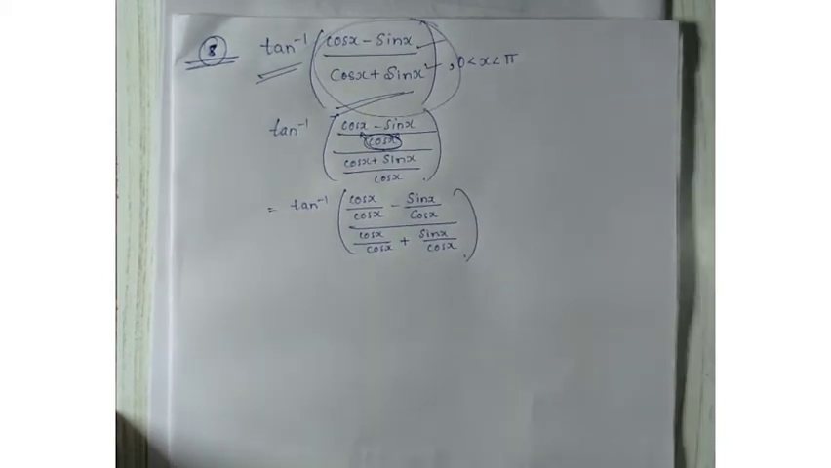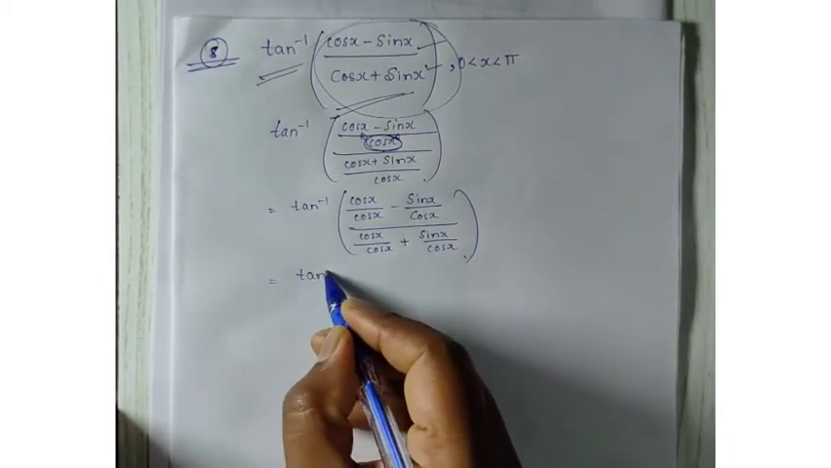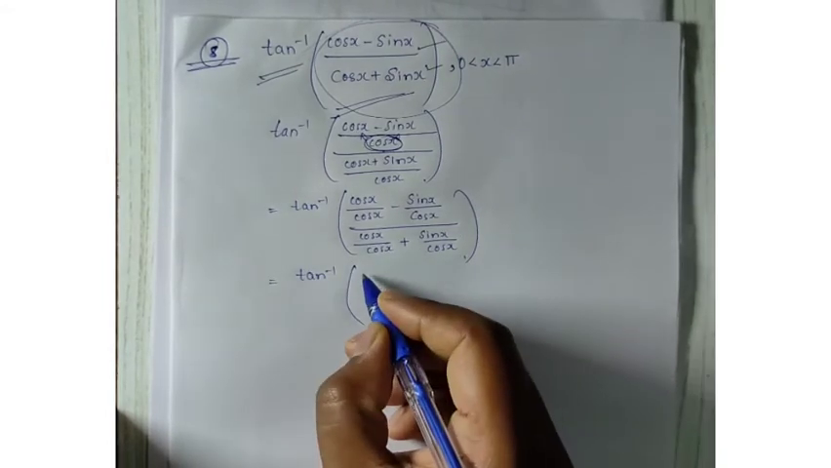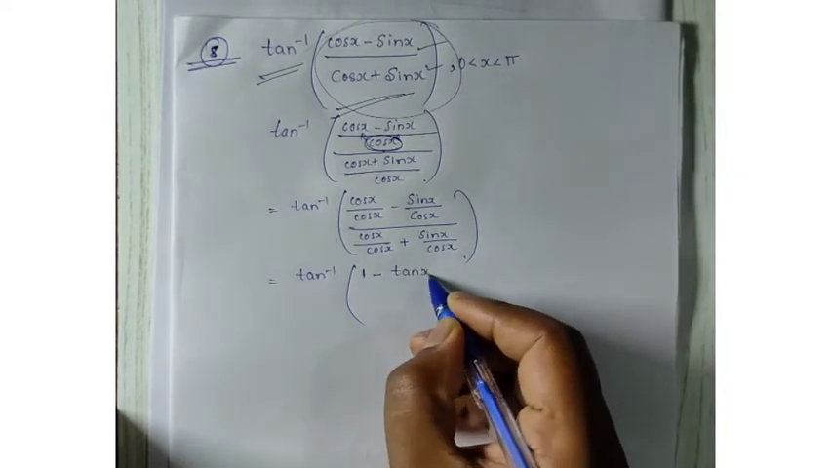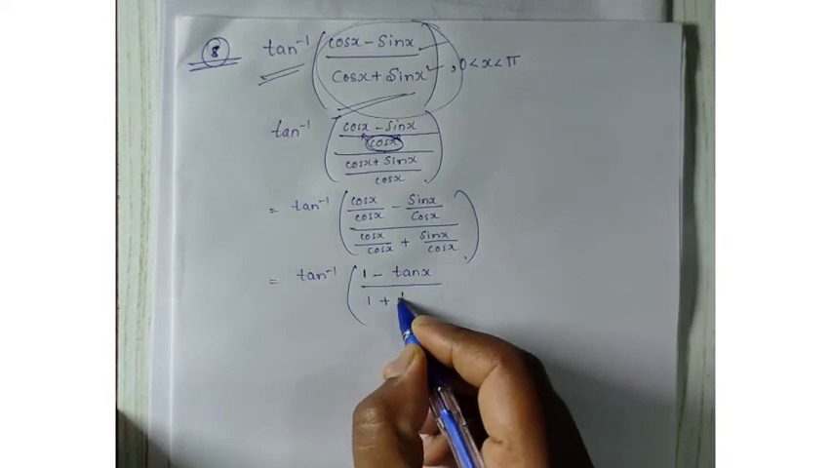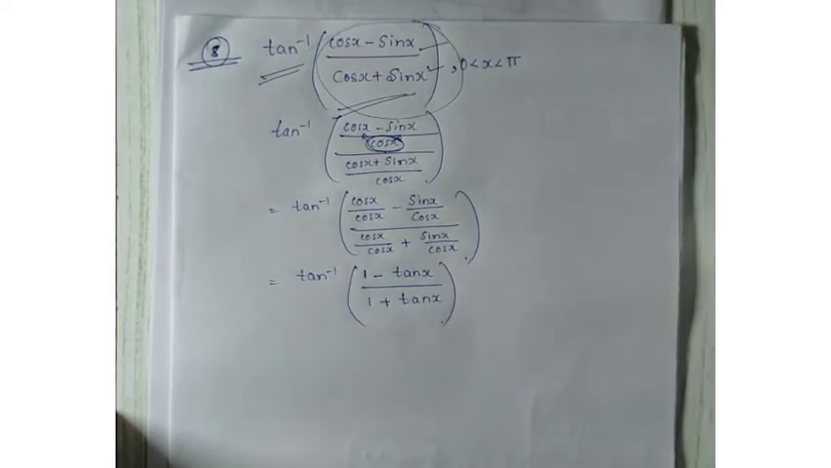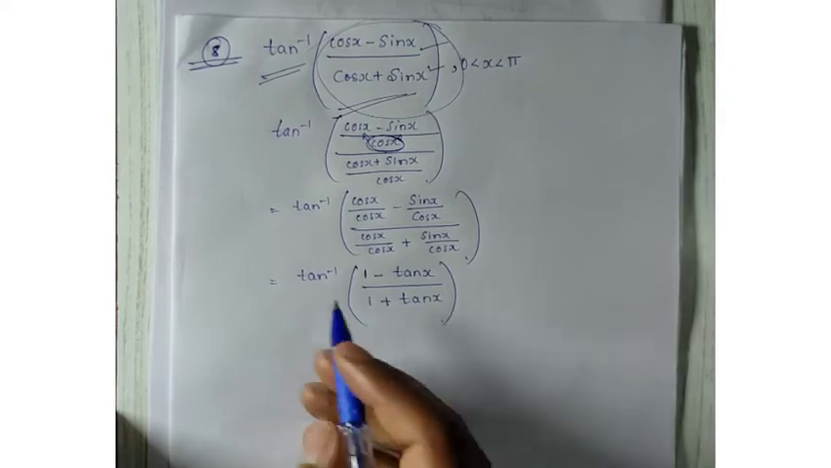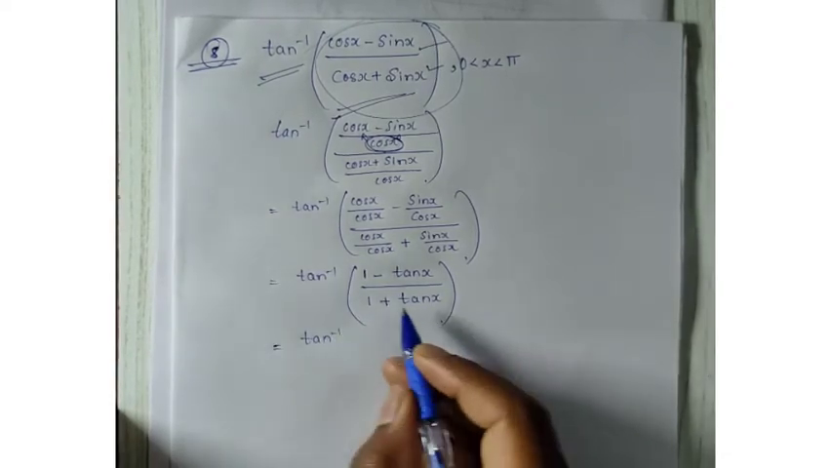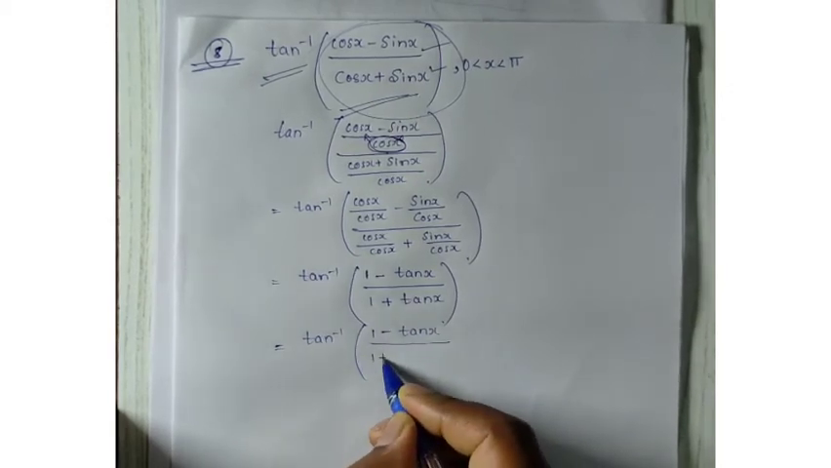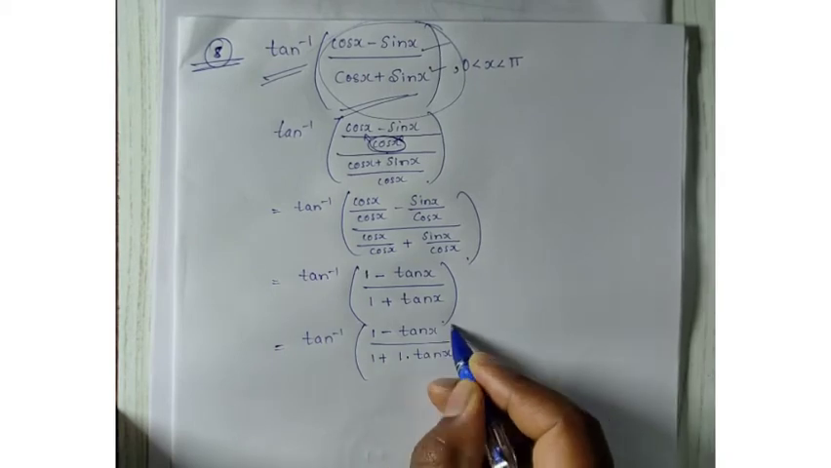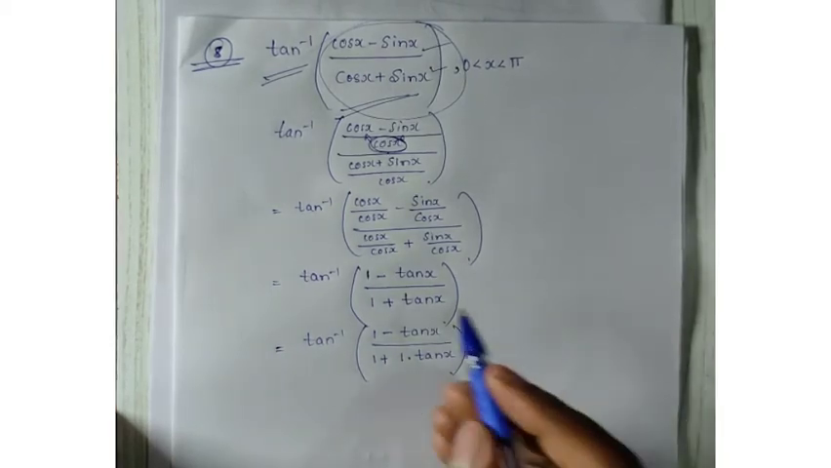Now, tan inverse, what is cos x by cos x? That is nothing but 1. What is sin x by cos x? That is nothing but tan x. So we get (1 minus tan x) divided by (1 plus tan x). So I can write this as 1 minus tan x divided by 1 plus 1 into tan x. If 1 is multiplied to tan x, you will get tan x itself, right?